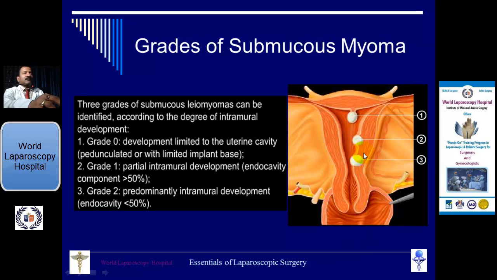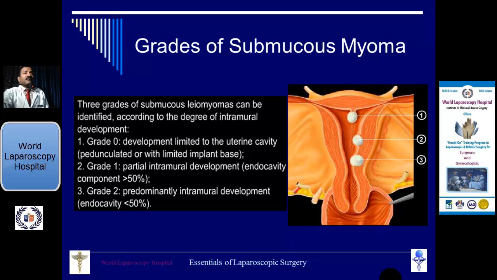Another is grade 1. In that, more than 50% is in the cavity and less than 50% in the muscle. Another is grade 2. That is predominantly in the muscle, less than 50% in the cavity. Grade 0 is the best for hysteroscopic resection, the gold standard you can say. Grade 1 you have to be good. Grade 2 is very difficult to perform because you have to dig the myoma out from the muscle, and that should never be attempted. So what should we do?